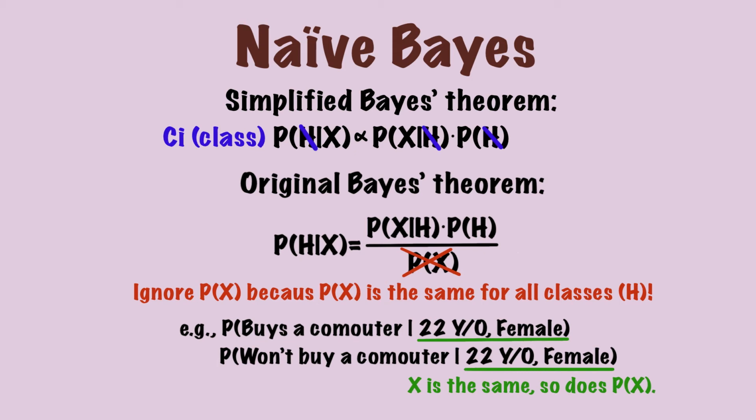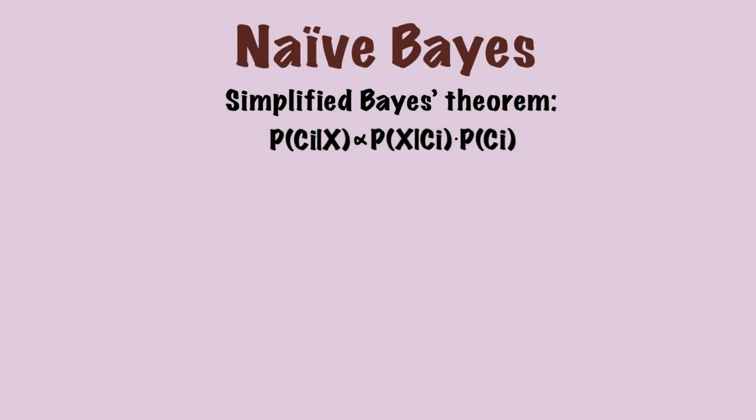Moreover, we'll use Ci to replace H from now on, because each hypothesis just represents a class in the target attribute. Using Ci is more universal in naive Bayes. Alright, so now we have simplified Bayes' theorem.